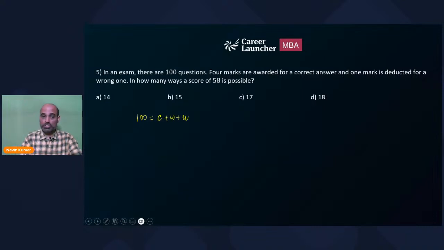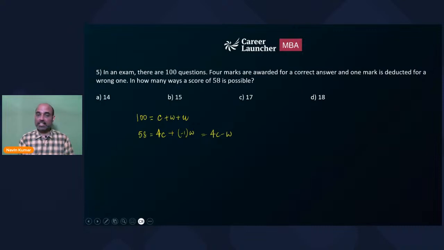Now, as per this question, for every correct, you are awarded 4 marks. And for every wrong, you are awarded -1. For unattempted, obviously, 0. Nothing is mentioned. 0. And they're saying this should be 58. Now, the question is, how many ways are possible to get this? So this is actually 4C minus W. So how many ways are there?